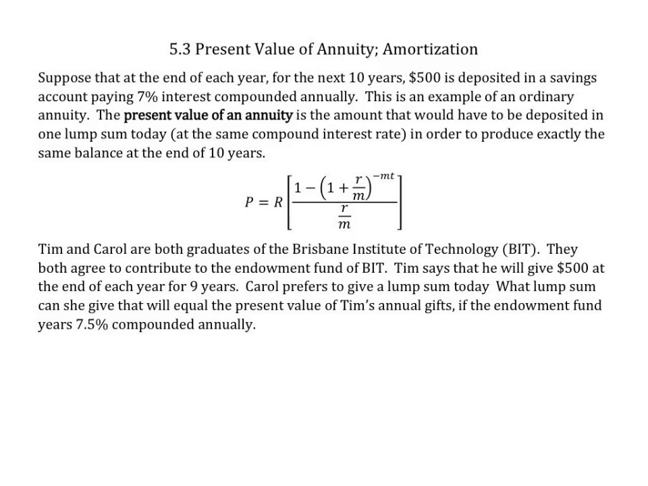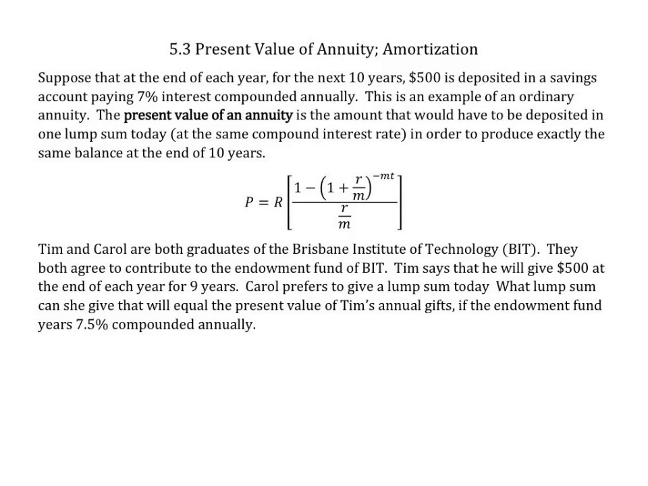The present value of an annuity is the amount that we would have to deposit in one lump sum today, using the same compounded interest rate, in order to produce exactly the same balance at the end of 10 years. So instead of putting in quarterly or monthly payments, what would we need to put in as one lump sum in order to produce the same amount we would have had we made payments? So our formula is listed as below.